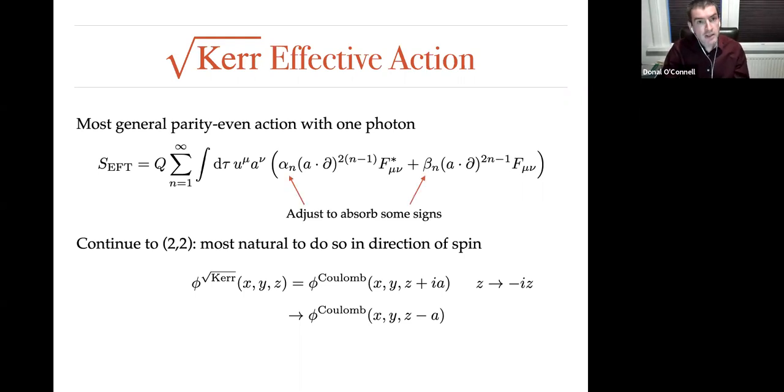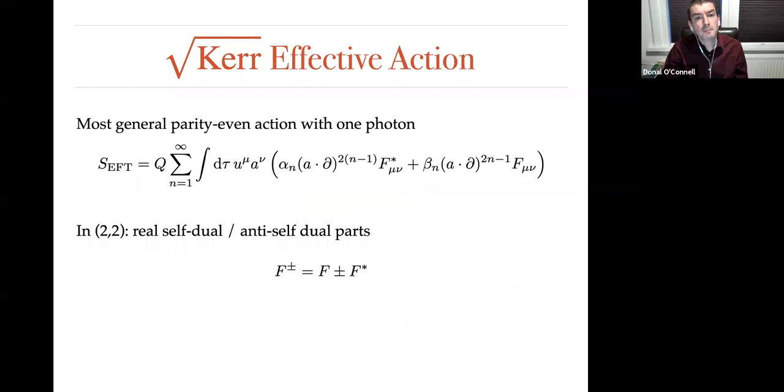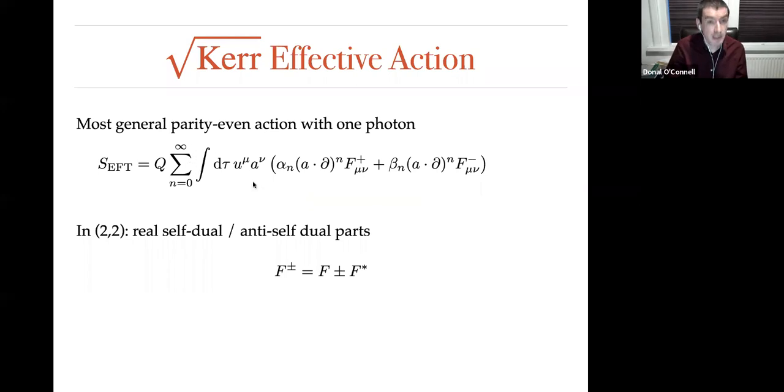Okay, so now when I do the analytic continuation, there are some i's, they always come in pairs. So there are some signs. I'm just absorbing those into these alphas and betas, and I'll ignore them. And now I'll start exploiting some of the nice things you have in 2-2 signature. So one thing you have are real self and anti-self dual parts of the field strength tensor. So defined this way. So I can rewrite this F star, the dual, and just the ordinary field strength in terms of its self dual and anti-self dual parts. So doing that, the sum tidies up a little bit. Instead of being over odd and even numbers, you just have a straightforward sum over n. And again, I've redefined alphas and betas.